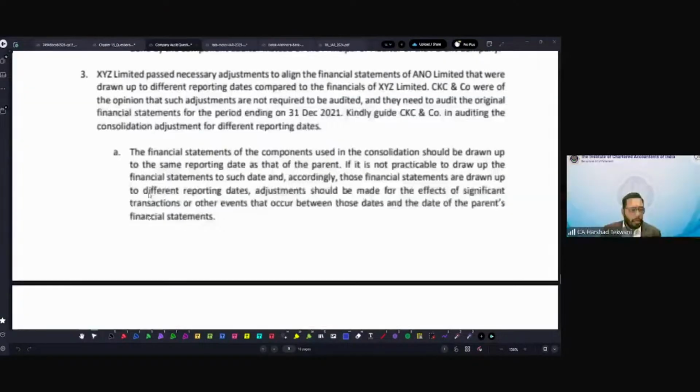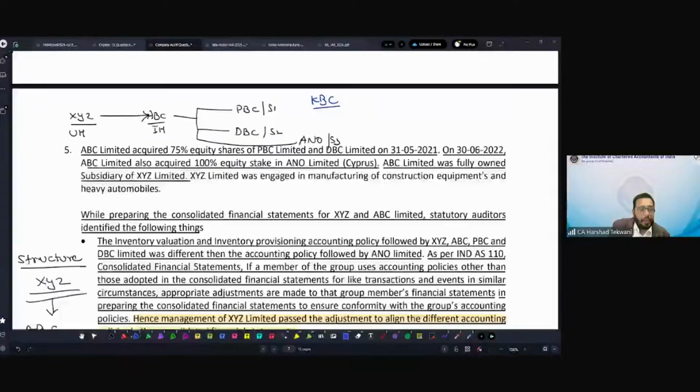In this example, ABC had PBC, DBC, and ANO. Now, compliance is the responsibility of the management. And as an auditor, I need to make sure how and what procedures management has. Okay, let's say this, I'll take this example.